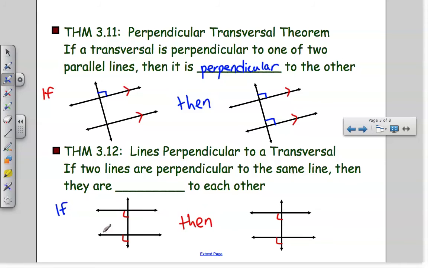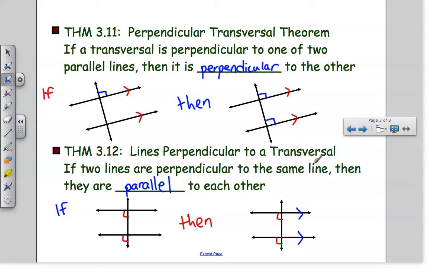Well, if these lines are both perpendicular to the transversal, now I have corresponding angles being congruent. Or I could say alternate interior angles are congruent. Here and here. I could say alternate exterior angles are congruent because I know these are all 90. And if that's true, what do you know about these two lines that were both perpendicular to that one? They have to be parallel to each other. This is kind of like how all those converse theorems worked with alternate interiors, alternate exteriors, and corresponding angles.